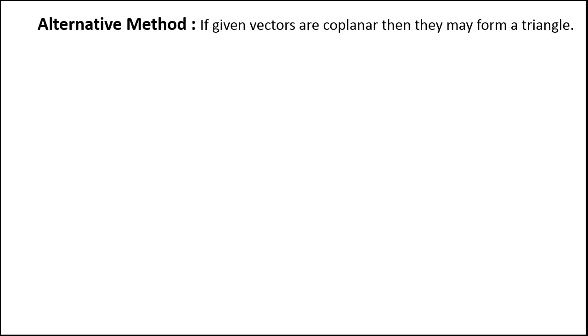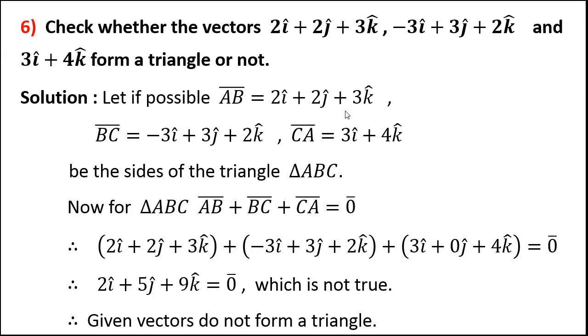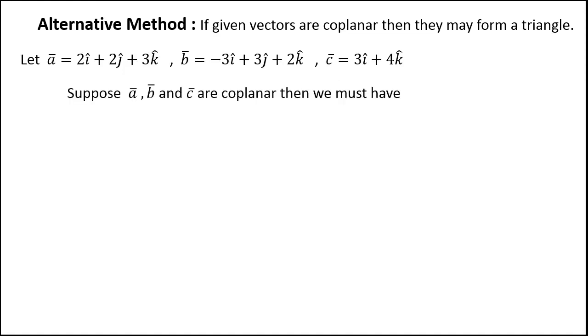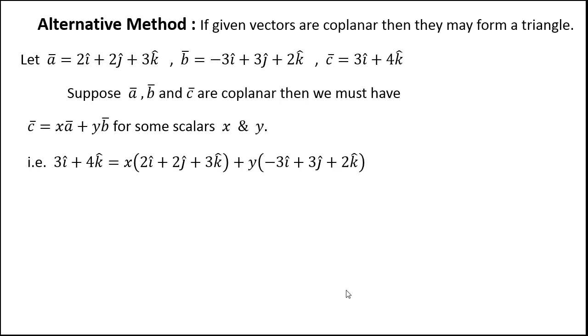We can solve the same problem by an alternative method also. If the given vectors are coplanar, then they can form a triangle. If three vectors are coplanar, only then can a triangle be formed. Now let us check whether they are coplanar. If they are coplanar, then C bar can be expressed as a linear combination of A bar and B bar. So C bar is equal to x A bar plus y B bar. We try to find these values of x and y.